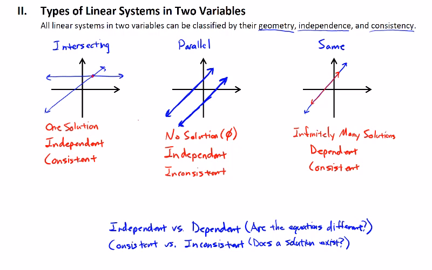So there's three ways to classify a system. Now, probably most often we'll be doing the classification by geometry, but it doesn't hurt to also know these other vocabulary words because it'll help you to be able to identify the relationship between the equations and the solution.